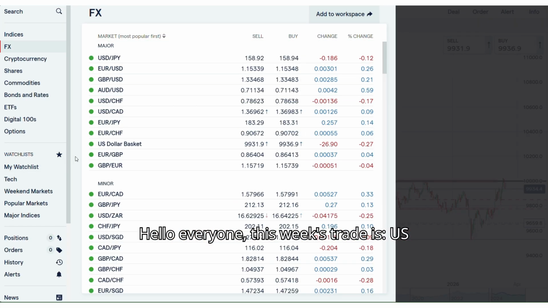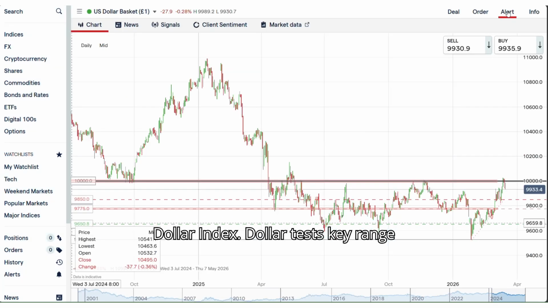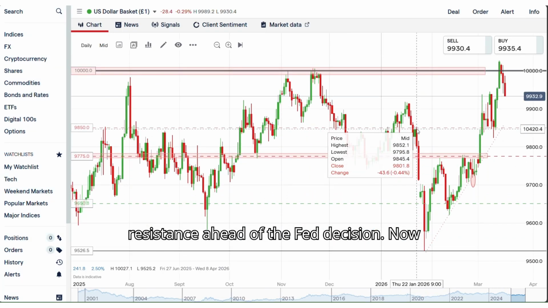Hello everyone, this week's trade is the US dollar index. The dollar tests key range resistance ahead of the Fed decision.